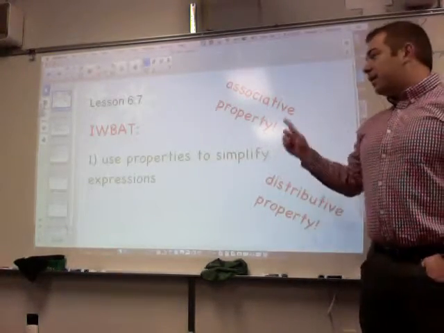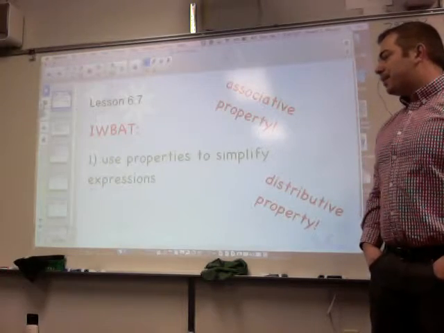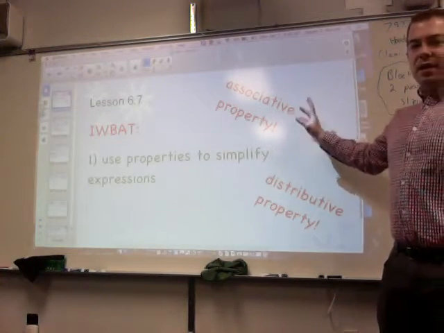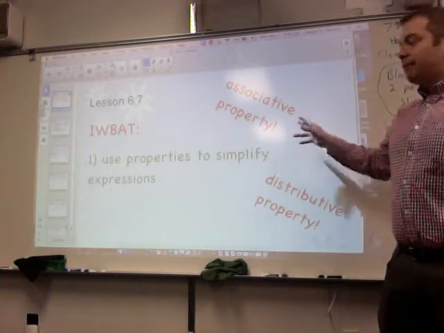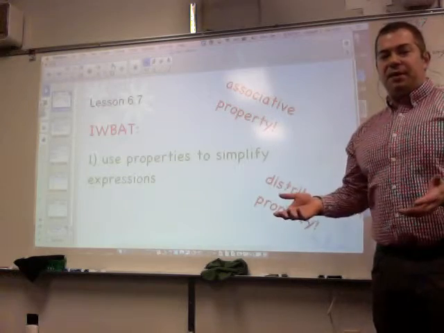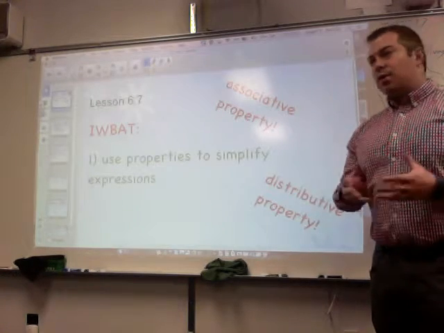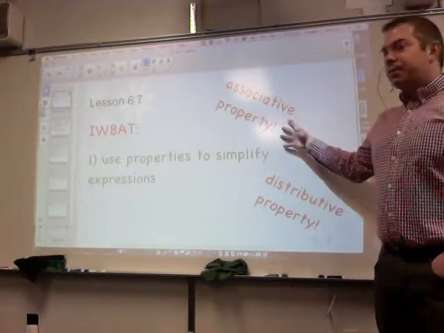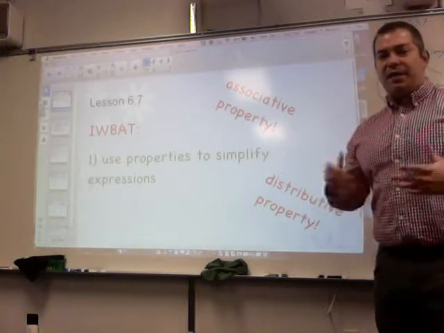Here's your objective. I will be able to use properties to simplify expressions, and the main property we're going to use today is the associative property. Remember, that's when you're adding or multiplying three numbers or variables. If it's just addition or just multiplication, you could switch them around, and that's the associative.